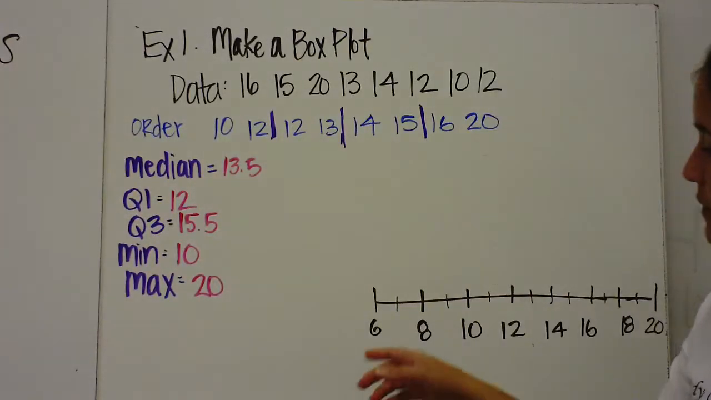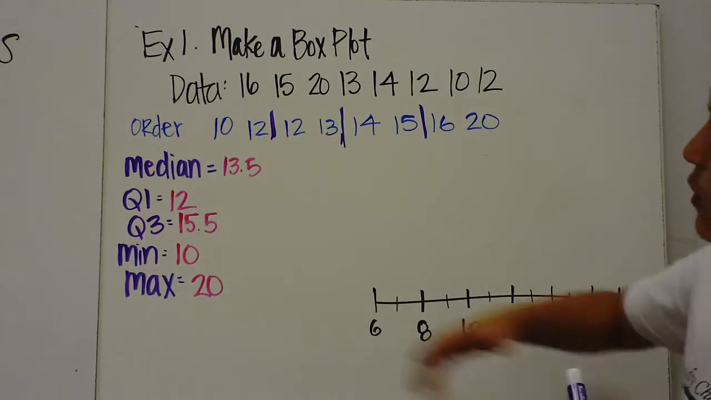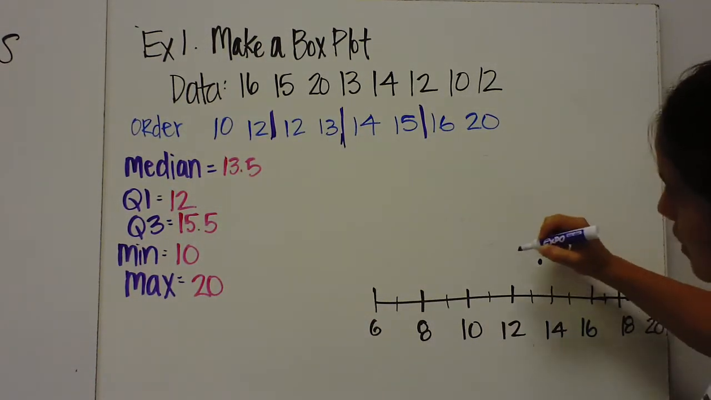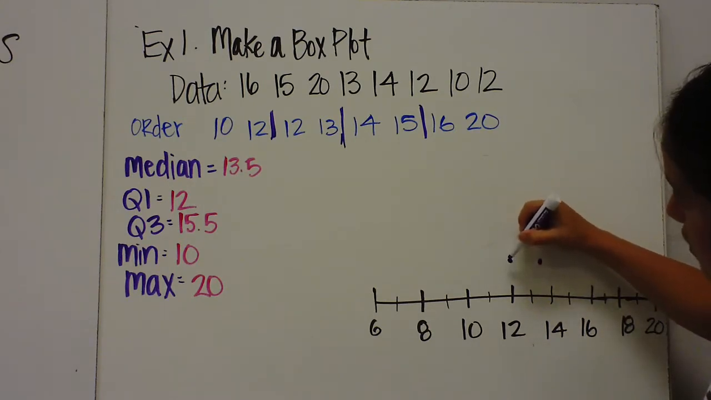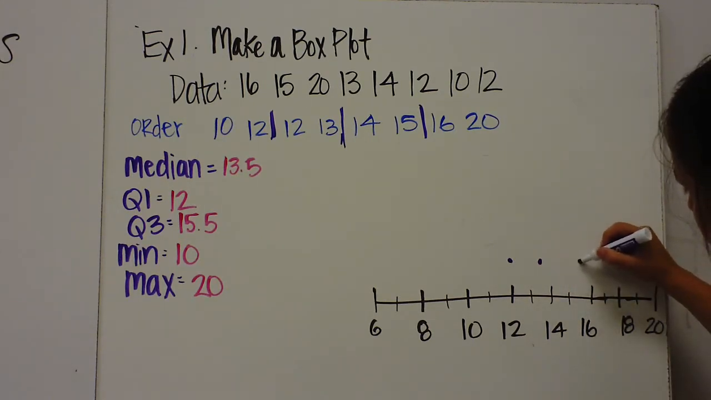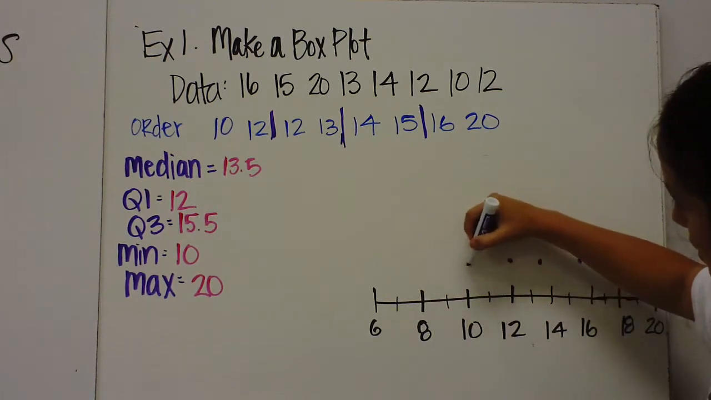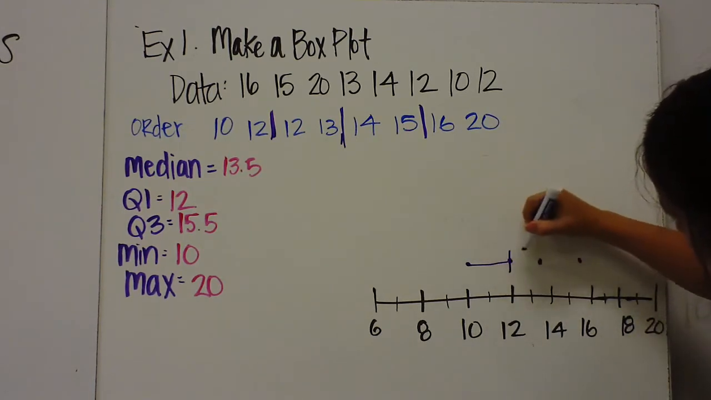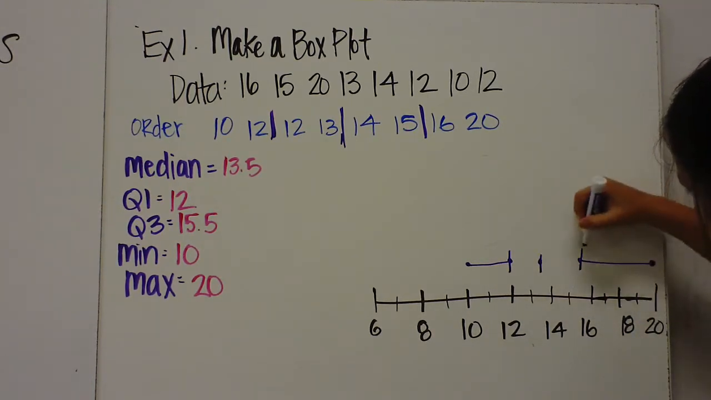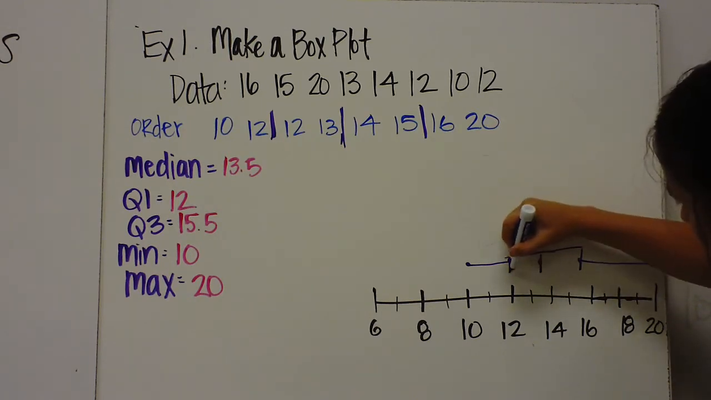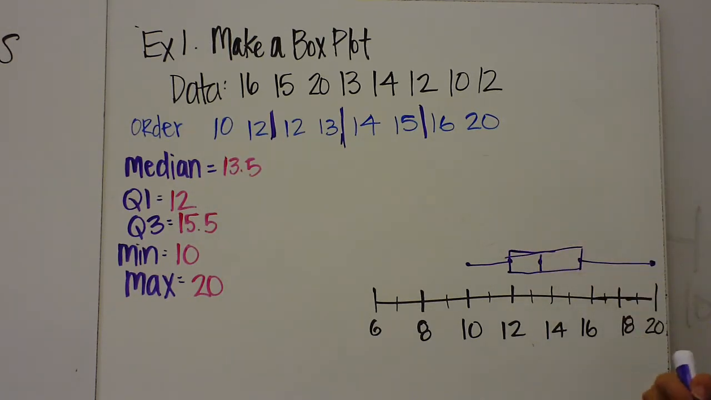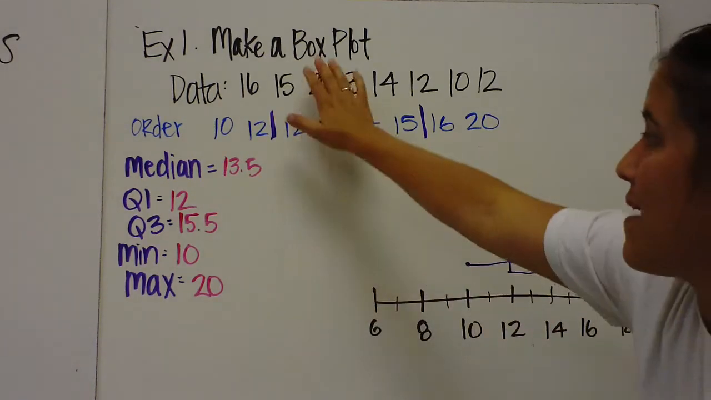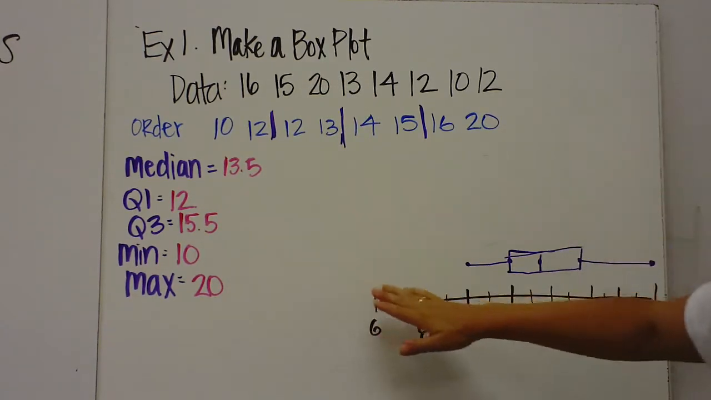So I have a number line over here, 6 to 20. And I'm going to put a dot at all of these values. So 13.5, 12, 15.5, 10, and 20. And then you make your box plot. I hope you can see it goes all the way to 20. So this is just a quick example of how to make a box plot. You find your 5 numbers and then you plot it.